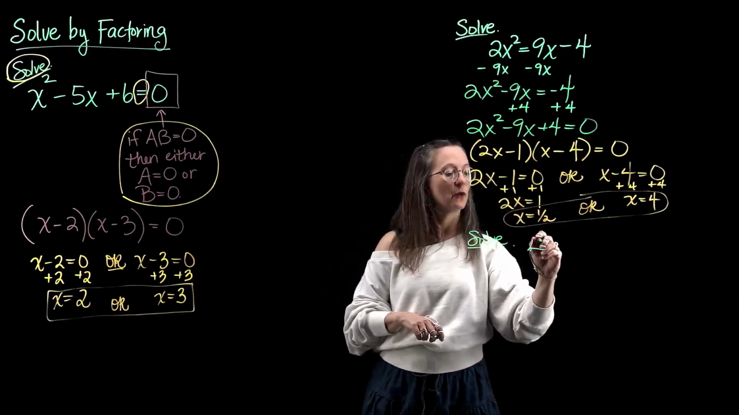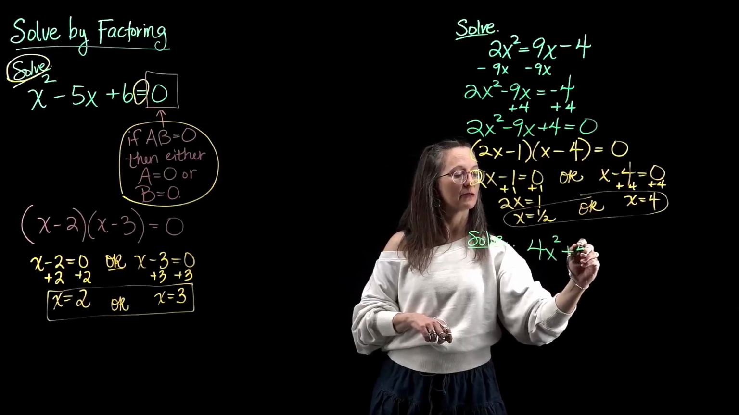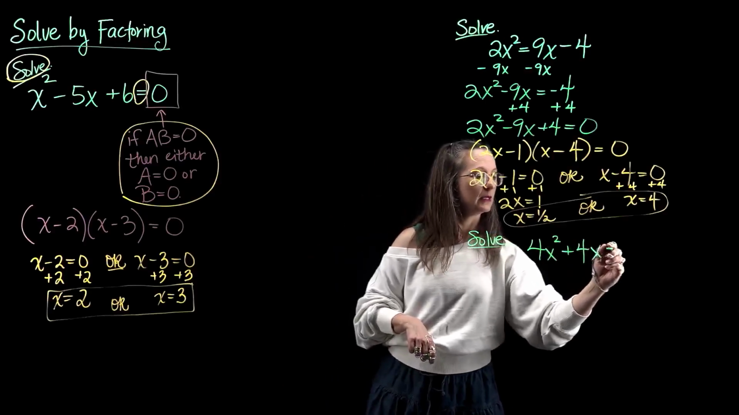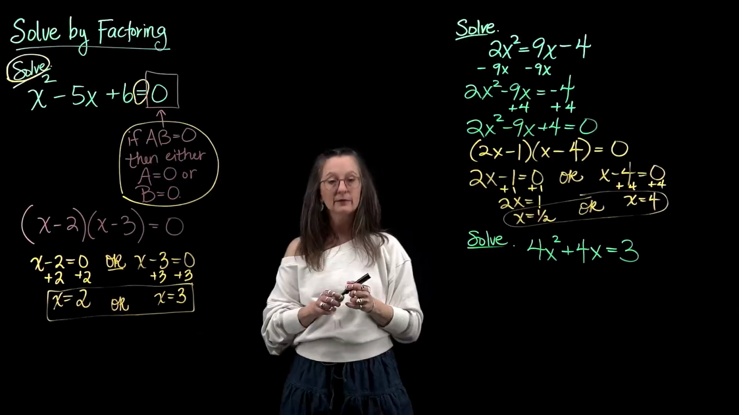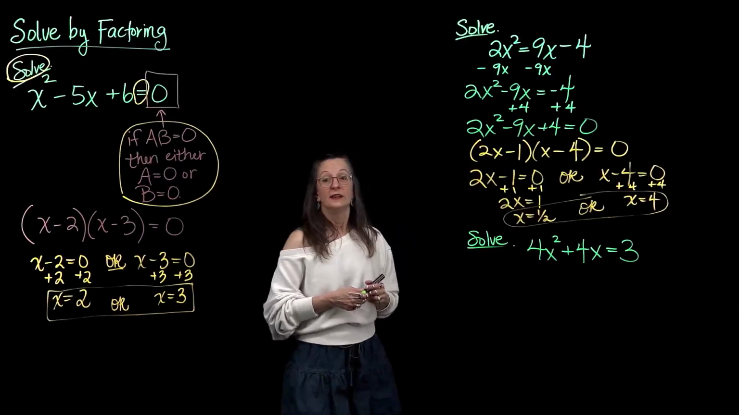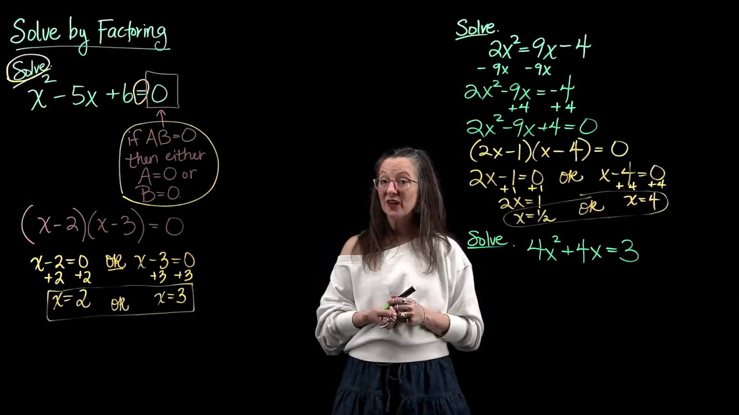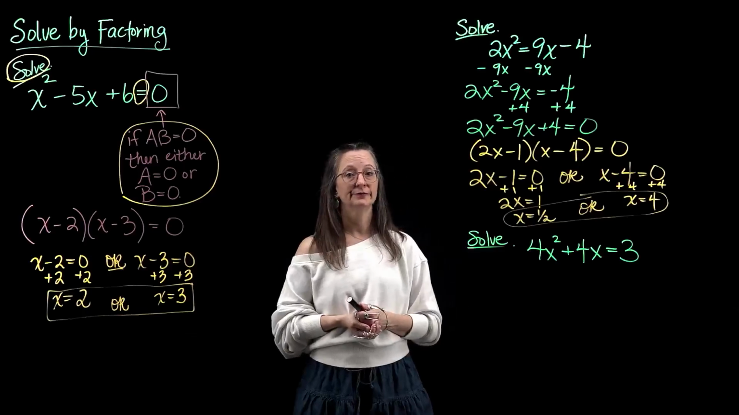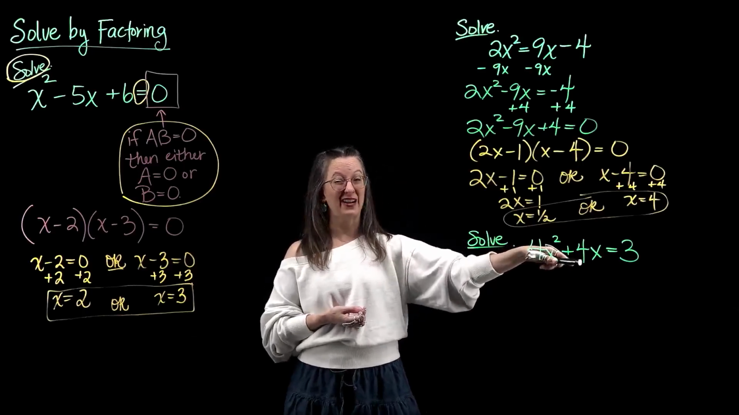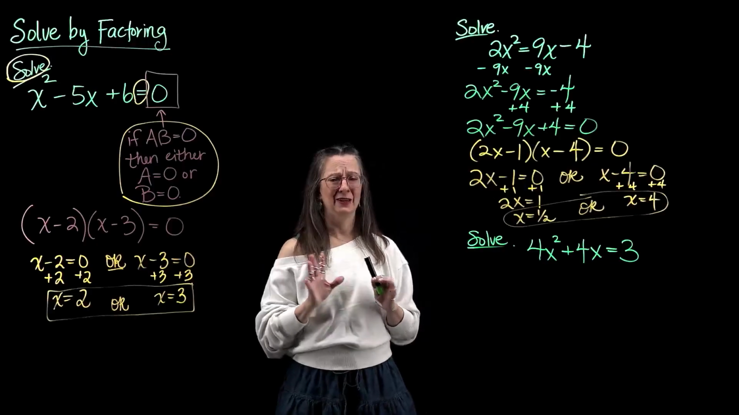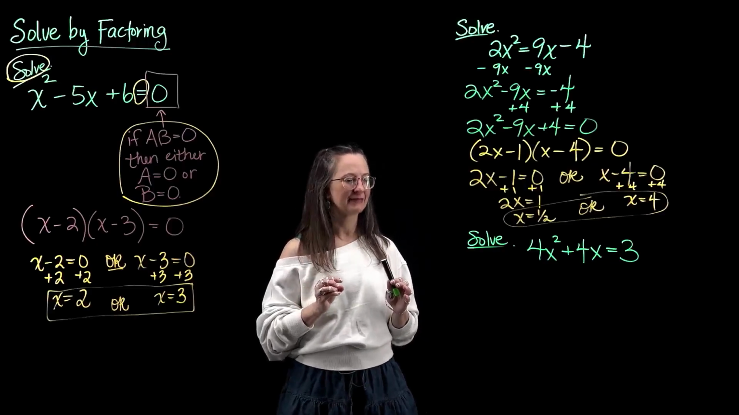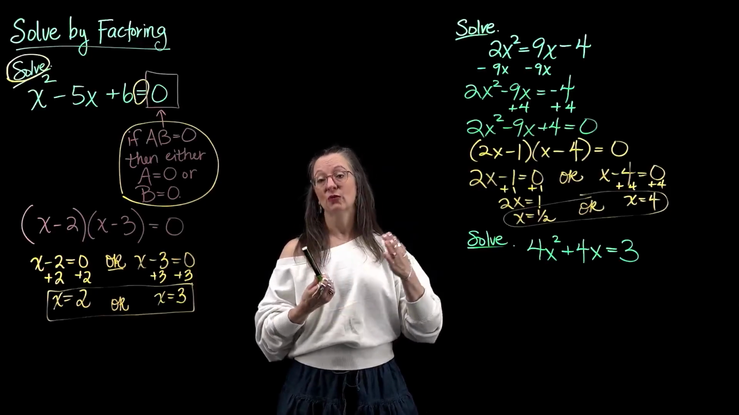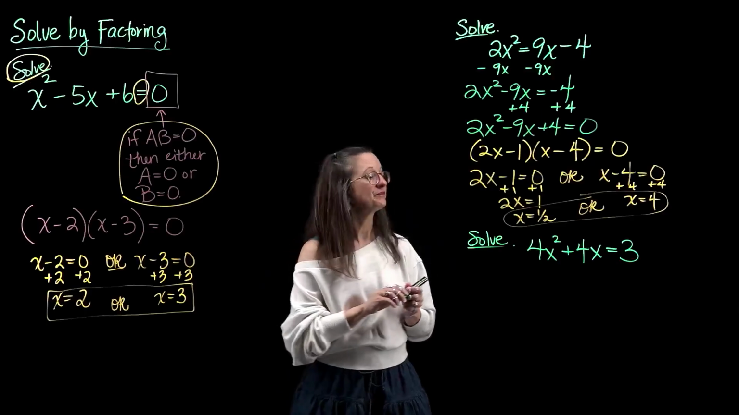So I have 4x squared plus 4x is equal to 3. Now, we want to try solving it by factoring. Notice I set this up to be really tempting. It's really tempting to factor that left-hand side. They both have a 4 and an x. I get that. It won't help us, though. So we need to move the 3 over to the left-hand side.